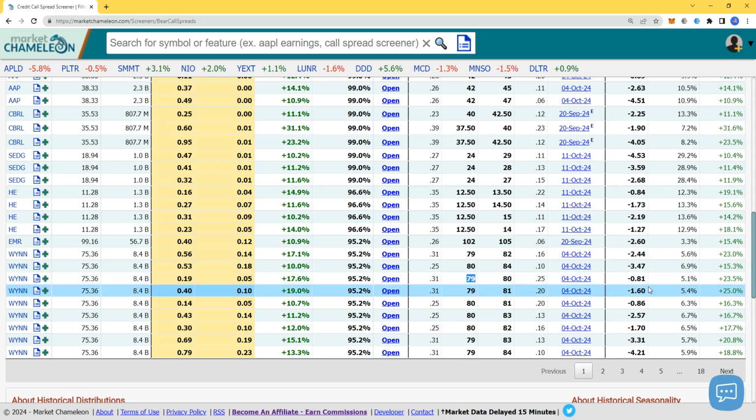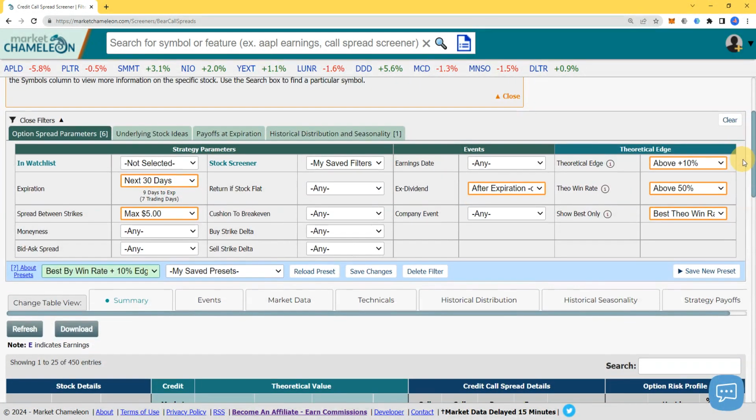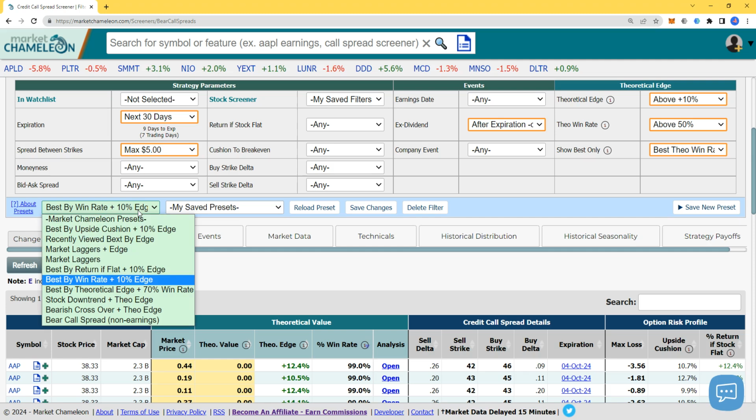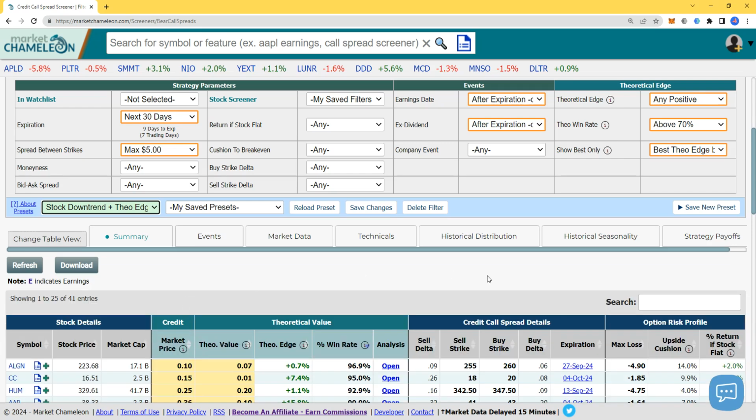This is the beauty in the trades and Market Chameleon. Look at this. They found you. You make 40 bucks compared to 10 bucks, 4 times more than what you should have made based on history. So this one is the 79.81. So a lot of trade opportunities, a lot of things to consider. You can also, as I said, filter by all of this. I'm not going to go over all of them, but if you want to do stock downtrend plus theoretical edge, let's click here. Those are stocks that are on a downtrend, I assume based on a technical level.